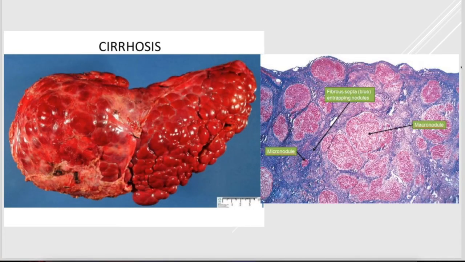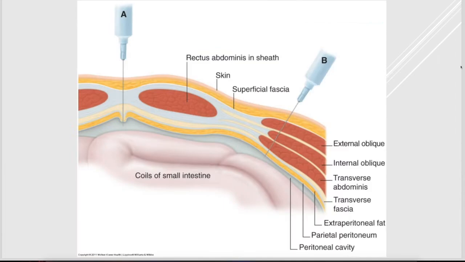So again, cirrhosis. This is just showing paracentesis. There's a couple of different ways you can do it. You can go ventrally, you can go laterally. But anyway, I want to demonstrate how ascites happens. Ascites, of course, is the edema of the abdominal cavity. So this is the liver. The big vein that goes into the liver is called the portal vein.